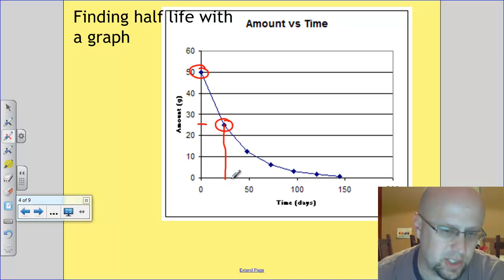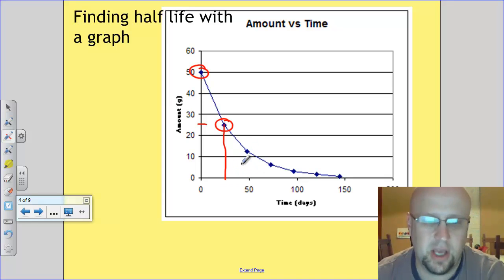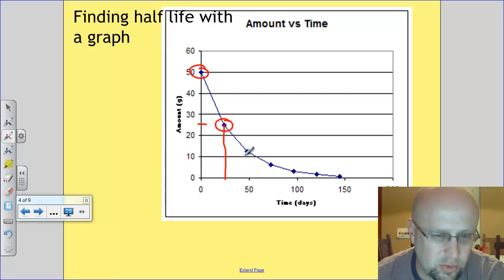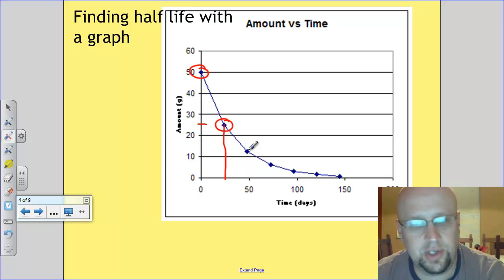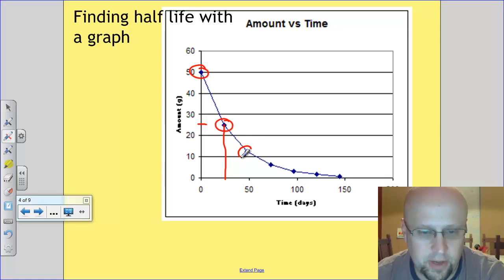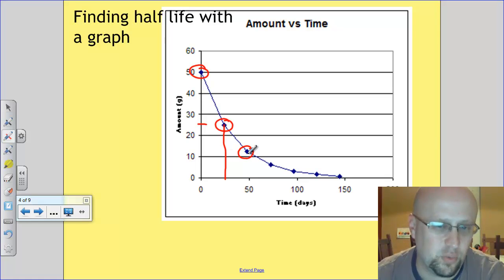And it looks like that is about 25 days. Maybe a little bit less, maybe like 24 or something. And you could check that by going to the next half-life. Okay, so right here, that's at about 12.5. Okay, that's half of 25.